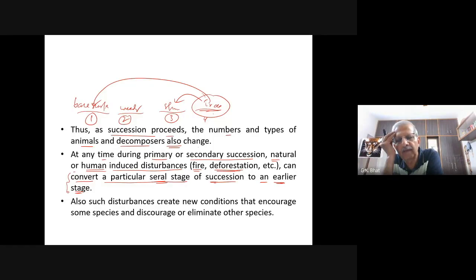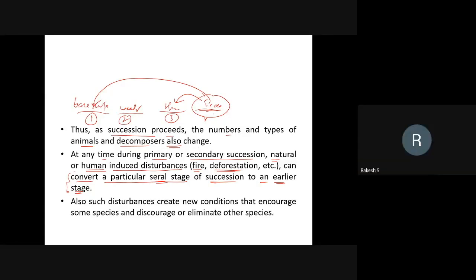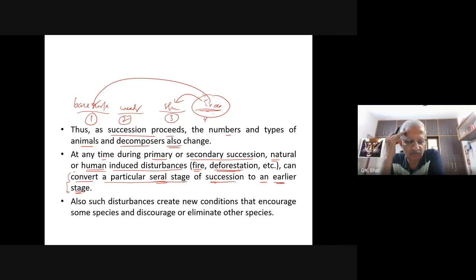What do you say? Hello, do you understand my point? Anyone? Is it 4 to 1, 4 to 3? 4 to 1. Rakesh? 4 to 1. Wrong.